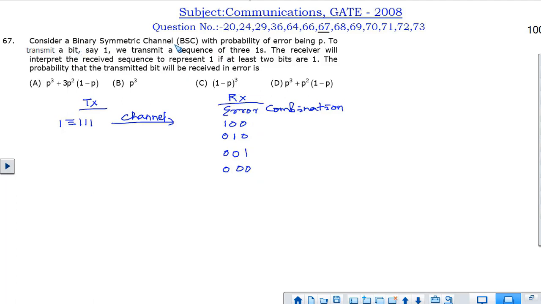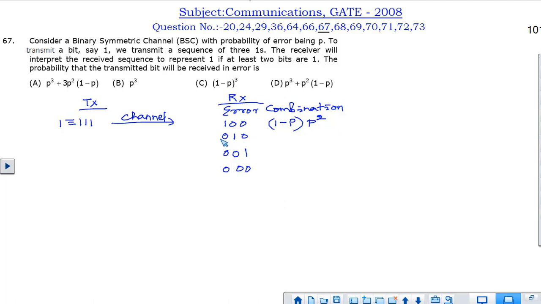For a single bit, the error probability is given to be P in the question. So for 1 we will represent 1 minus P, because P is the error probability, so the probability of no error will be 1 minus P. And for each of these 0s, P will be there. So P square will be multiplied with the probability of no error. So for this combination, the probability of error will be 1 minus P into P square.